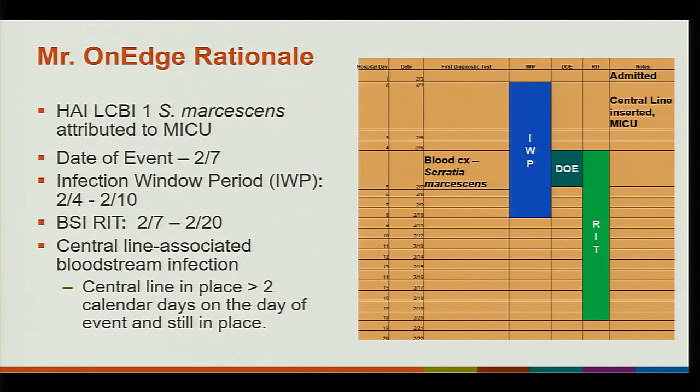Let's look at Mr. On Edge's rationale. Mr. On Edge had a positive blood specimen for Serratia marcescens on 2/7. Because this is the only element required to meet LCBI 1 criterion, 2/7 is the date of event. The 2/7 blood culture will create a BSI IWP from 2/4 to 2/10. A BSI RIT is established from 2/7 to 2/20. The BSI event is central line associated because the central line was in place 4 calendar days on the date of event.